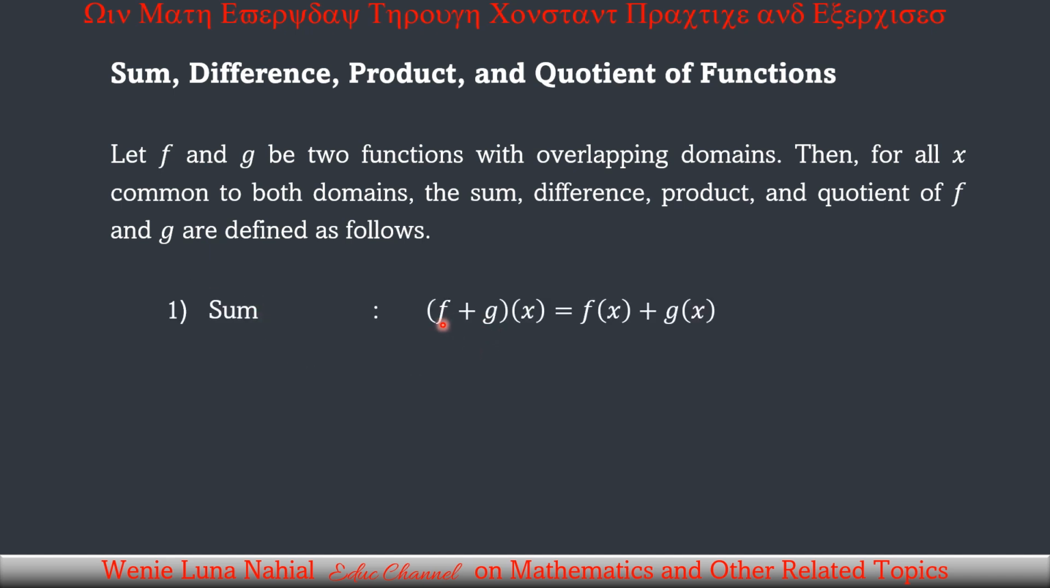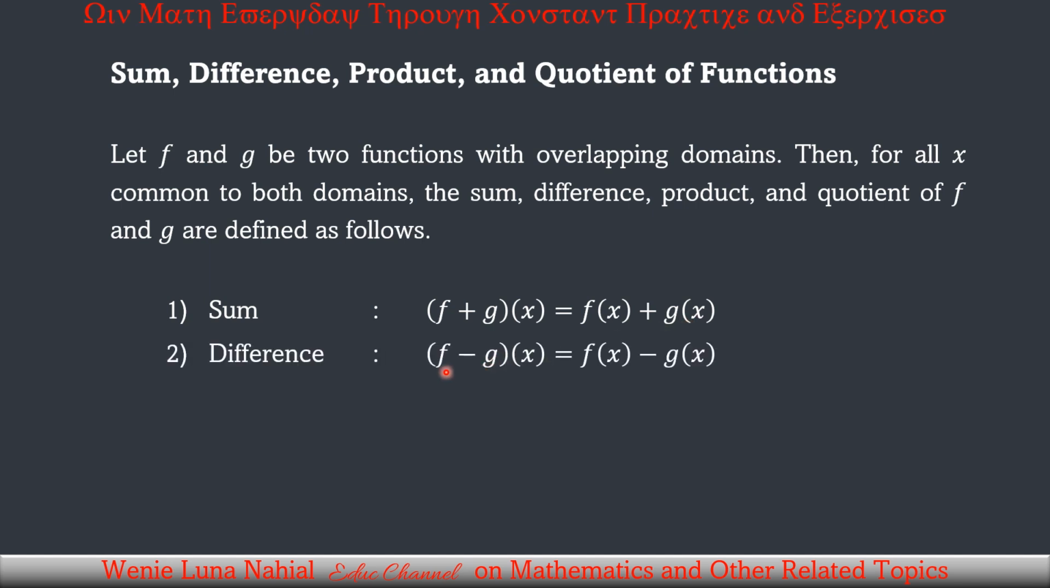For the sum, you have f plus g. This f plus g is enclosed in parentheses, then another one enclosed in parentheses is x. So we read this as the sum of f plus g of x, and you can rewrite that as f of x plus g of x. Again, this is read as f of x, and this one is g of x.